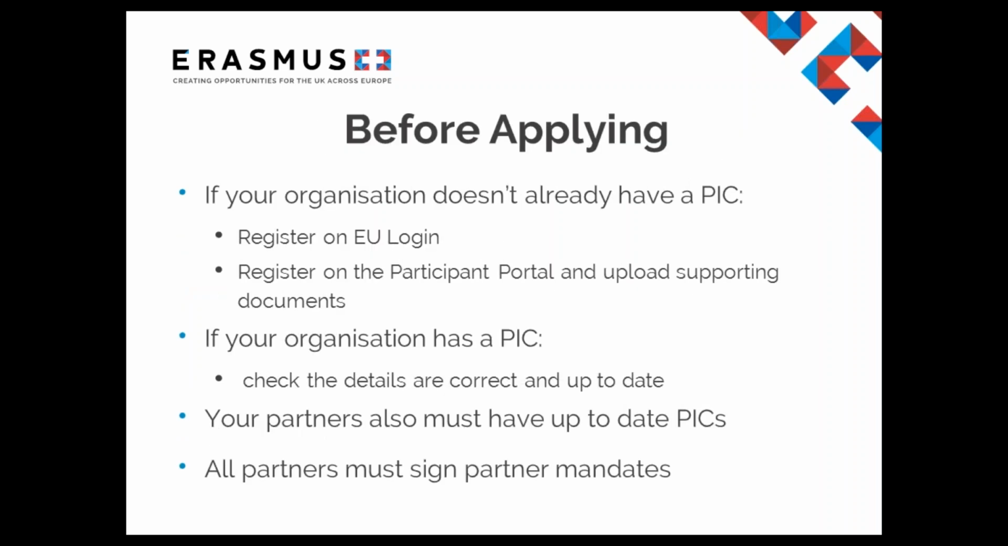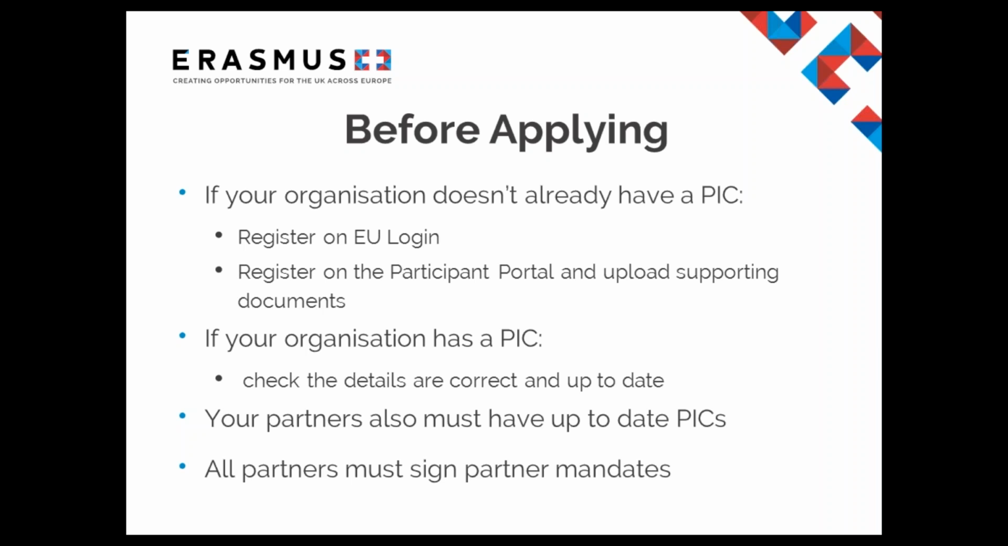Before completing your application, you will need to have a Participant Identification Code (PIC). Your partners will also need to have a PIC. The first step is to check if your organization or partner already has a PIC. If not, you will need to follow the two-step process below. Firstly, you will need to register on EU Login, formerly known as ECAS. You need to register on EU Login to use any external European Commission tool. If you are already registered on EU Login, you can just use your existing login details. Otherwise, we have a video guide on our website which will talk you through how to register.